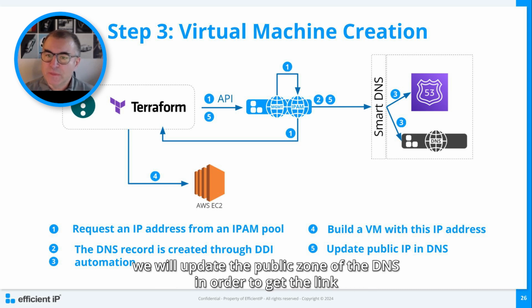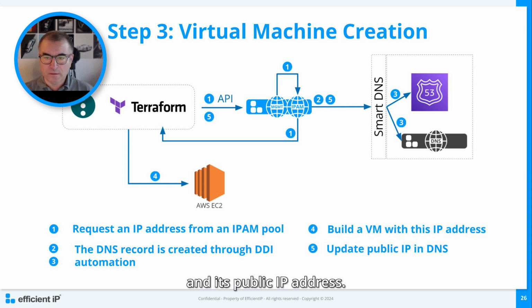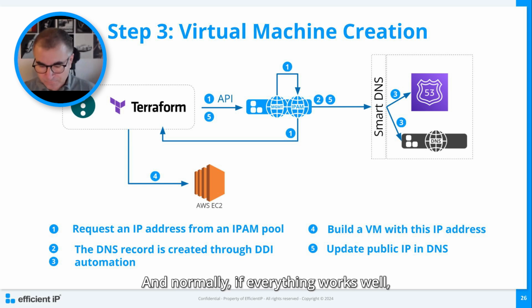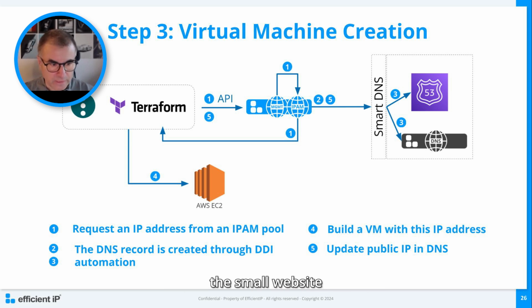And the step 5, we will update the public zone of the DNS in order to get the link between the name of the application we host in this AWS VM and its public IP address. And normally, if everything works well, you will be able to access, even yourself, if you're quick enough, the small website we install on the server. So let's go for it.